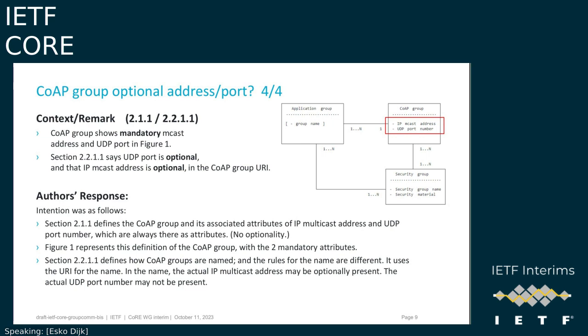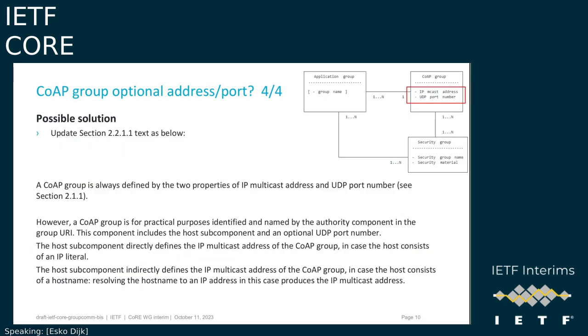So it doesn't have a mandatory IP multicast address, but it may be present as a literal. But it also may not be present in case a host name is there. So then you don't see an actual multicast address. The UDP port number may be there or it may not be there. In the last case, it will be the default co-op port. So this was the background. And then we have a possible solution here.